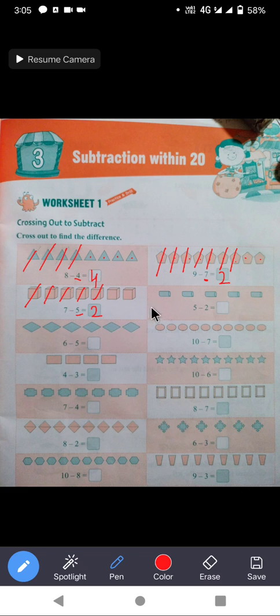Okay, so let's see this one also, fourth part. Here we have cylindrical shapes. How many? 1 2 3 4 5. Okay, 5 cylindrical shapes are there. So out of 5, how many do we have to cross out? 2. 1 2. So how many are left with us after crossing out 2? 1 2 3. So 3 cylinders are left here. 5 minus 2 is equal to 3. I hope you all have understood this now.